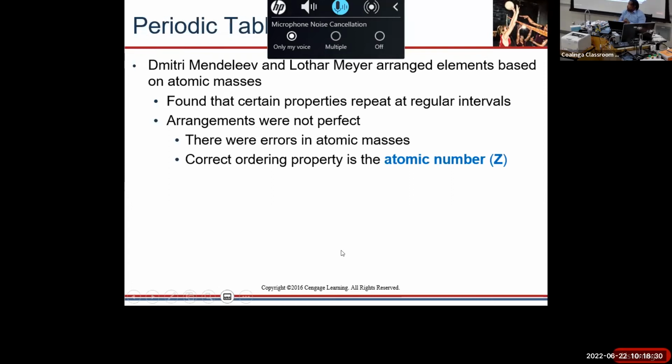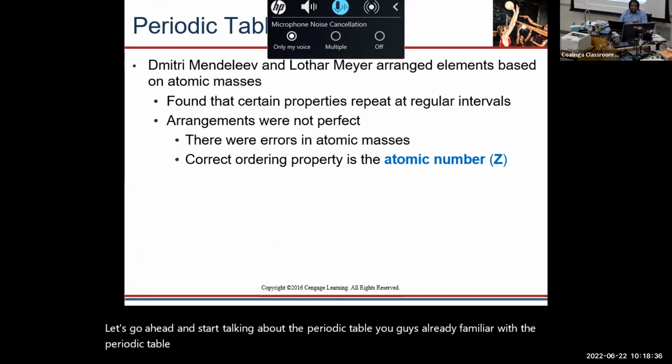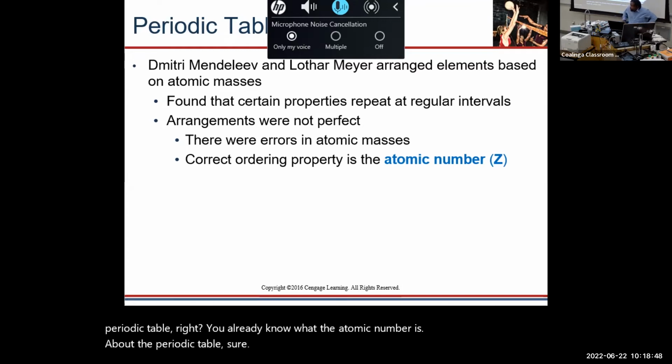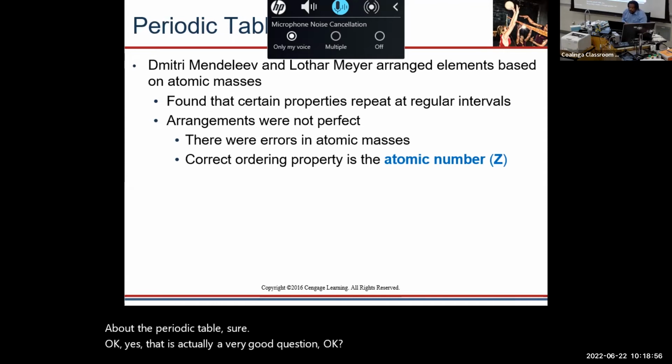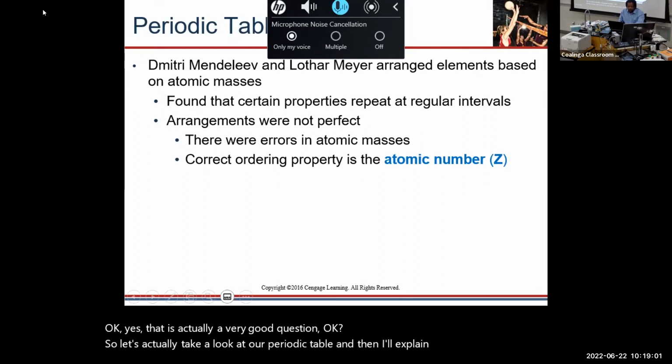Okay, so let's go ahead and start talking about the periodic table. You guys are already familiar with the periodic table, right? You already know what the atomic number is. Okay, yes, that is actually a very good question. So let's take a look at our periodic table and then I'll explain it.